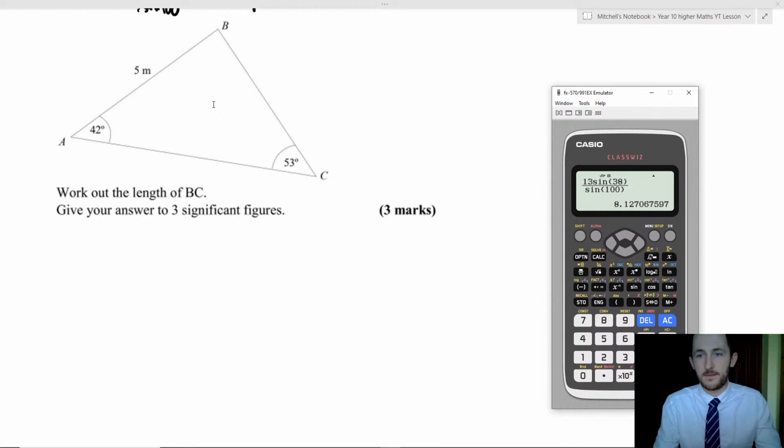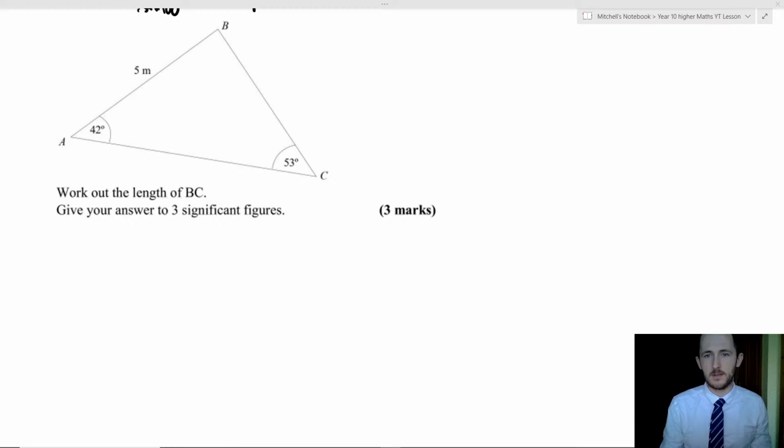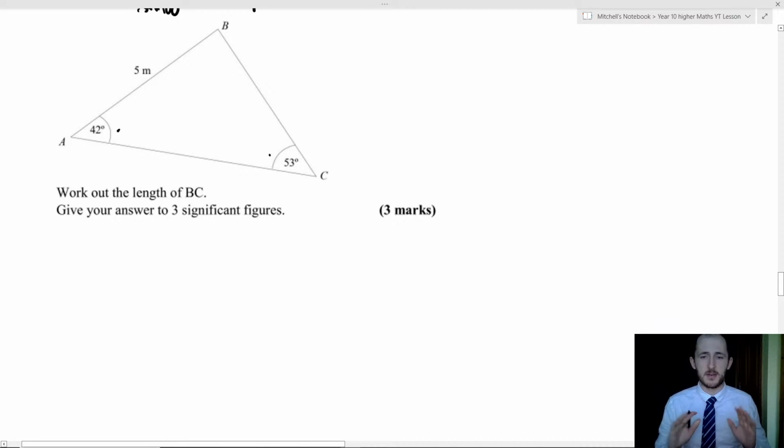Question, how do we know if it is a right angle triangle or not? Well, if they don't tell you, then you can't assume unless you can prove it. So for example, if I could take both of these away from 180 and it was 90, then I can, but it's not.